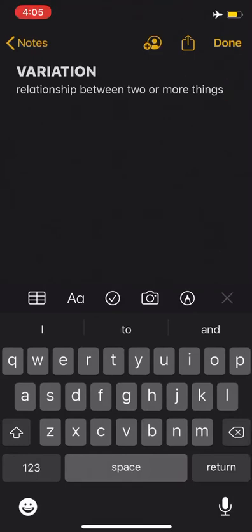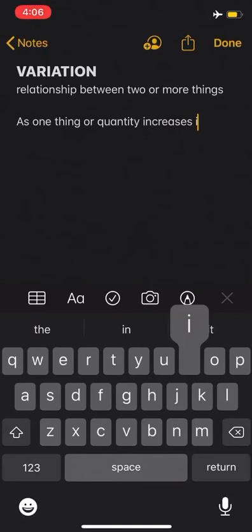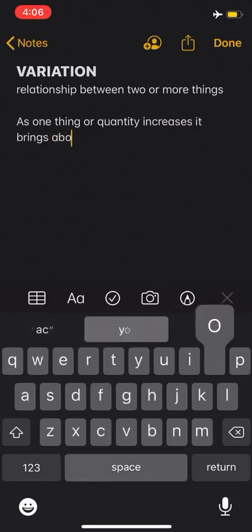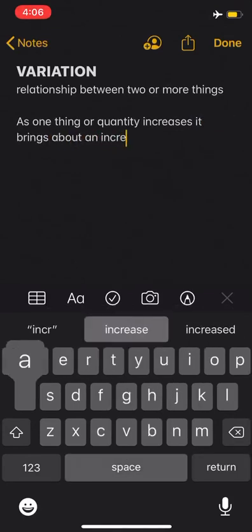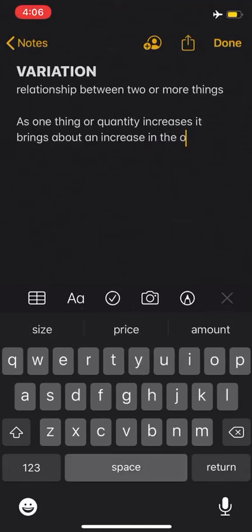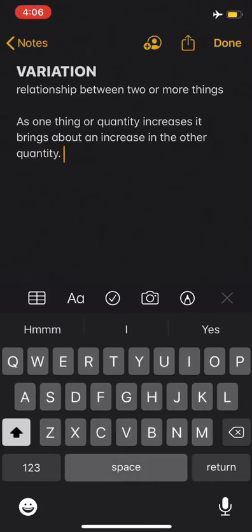In direct variation, as one quantity increases, it brings about an increase in the other quantity. Same way with decreases. As one quantity decreases, the other quantity also decreases.